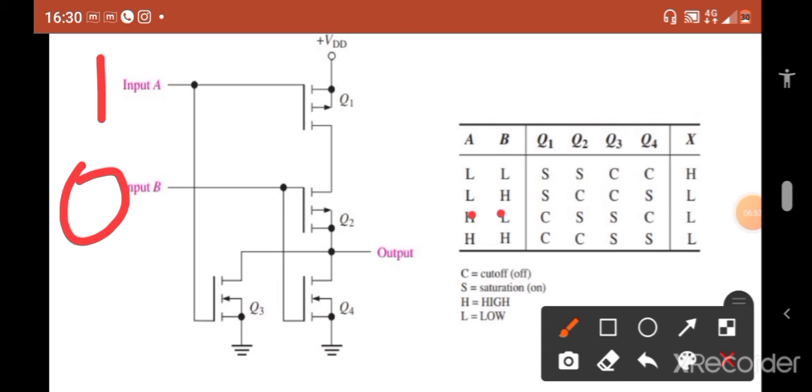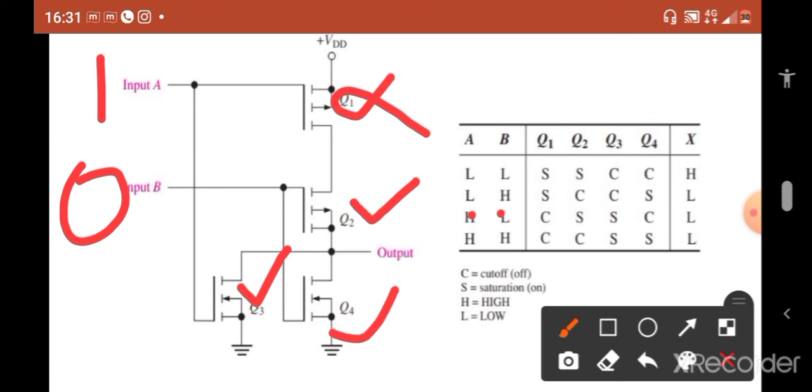So this is high, this is low. Then Q2 and Q3 will be on, but Q1 and Q4 will be off. Q1 and Q4 will turn off, and Q2 and Q3 will turn on. Then also you will be getting the output as low.